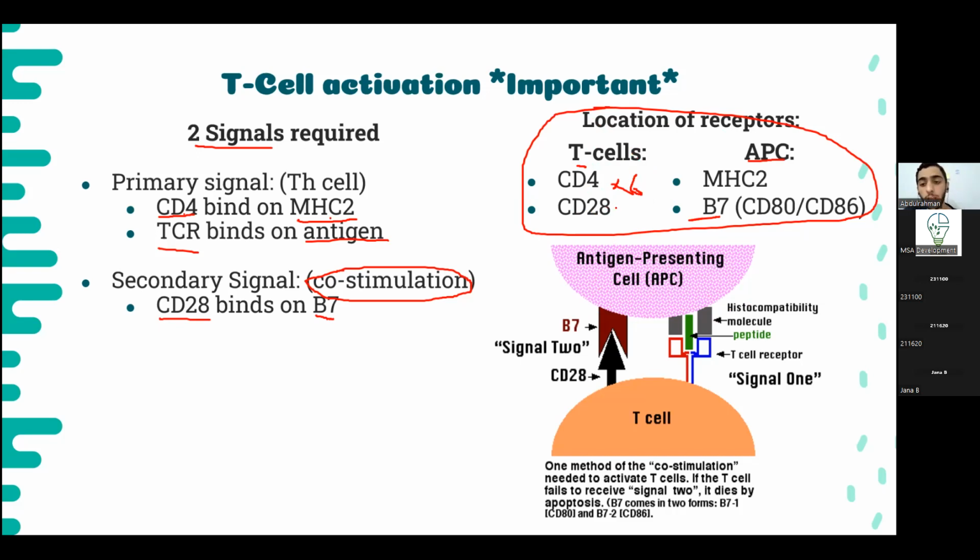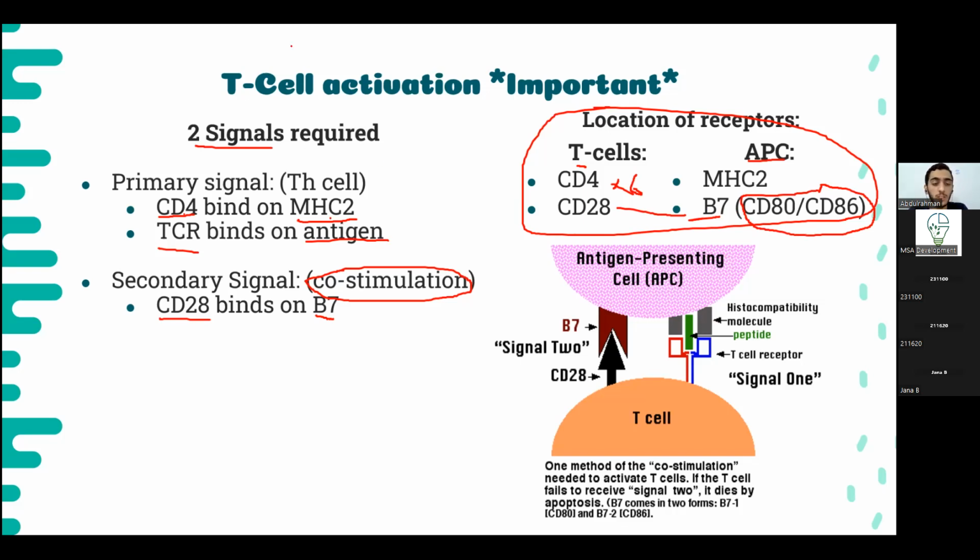And now CD28, we said it binds on a B7. There are other names for B7. It could be called CD80. It could be called CD86. You need to know these names as they could come in the exam. You could have B7, you could have CD80, or you could have CD86. Okay, but they are the same thing. They're just different names.